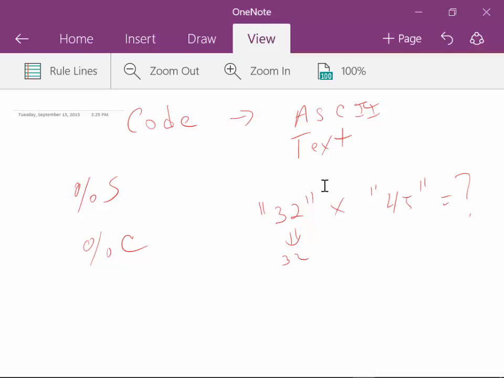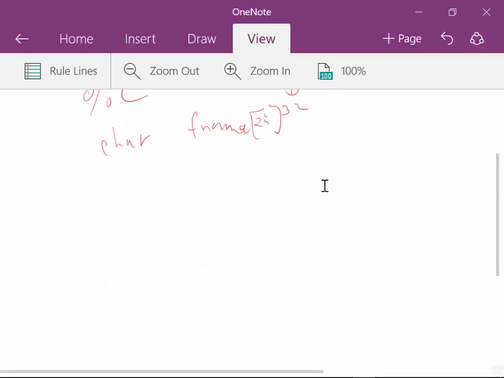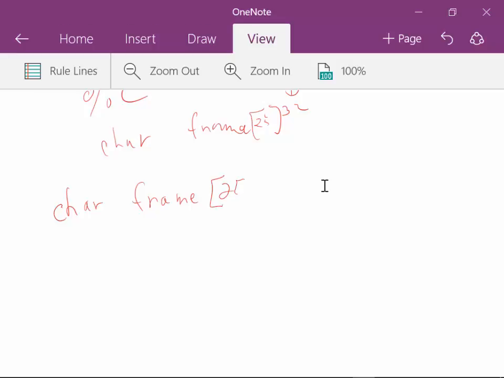And you could declare a variable as char, which is 8 bits, and we could say fname with 25 in brackets, for example. Anybody remember something that looks like that? Let me write it a little clearer. char fname[25]. What does that represent? That's setting up a variable called fname.